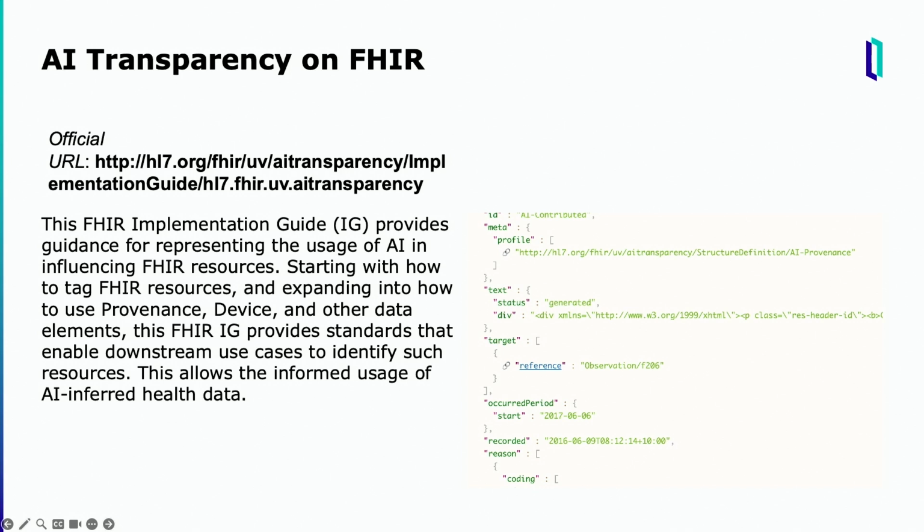So, what more can you do if you are interested in this area? Well, first, there's a working group within the FHIR community called AI Transparency on FHIR. They're constructing a FHIR implementation guide to provide guidance for the usage of AI influencing FHIR resources. That may be a group that you may want to work with. HL7 groups are a great way to learn more about FHIR, especially influencing the design of the standard going forward.